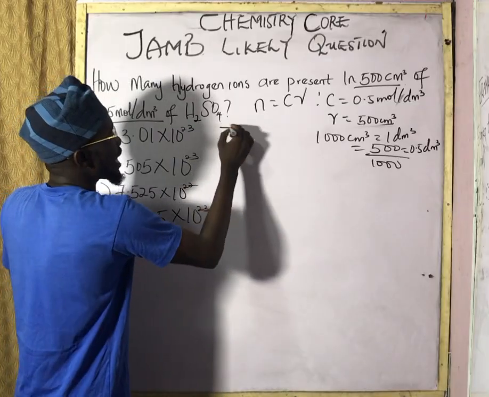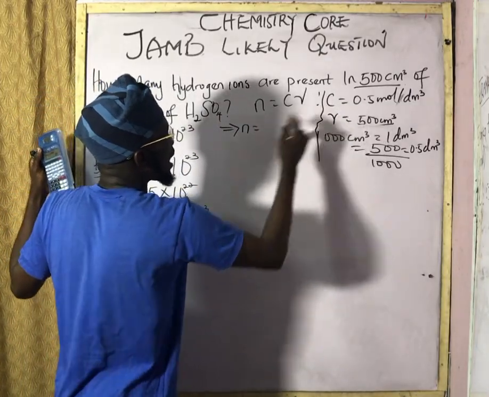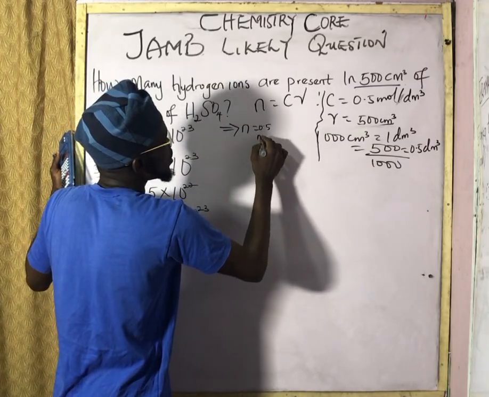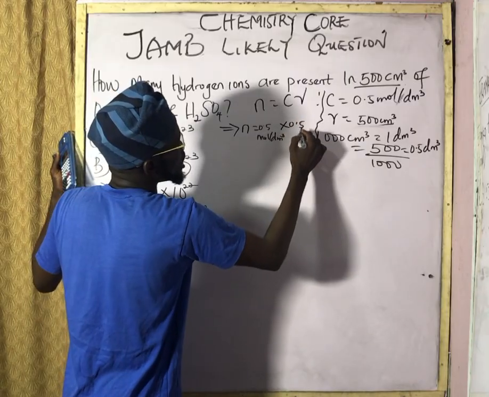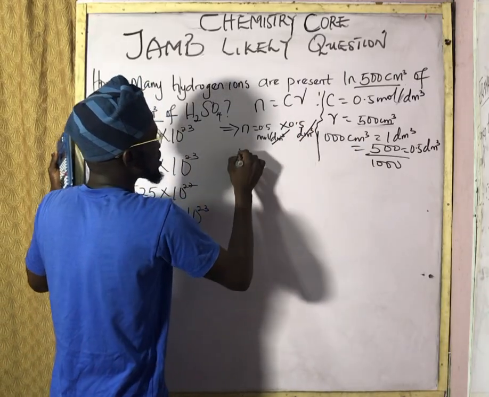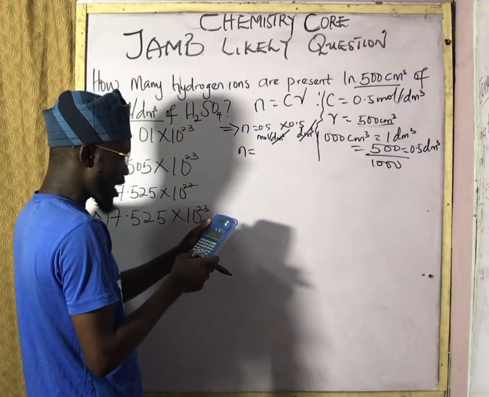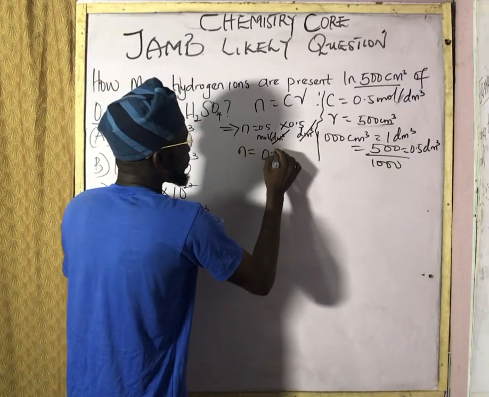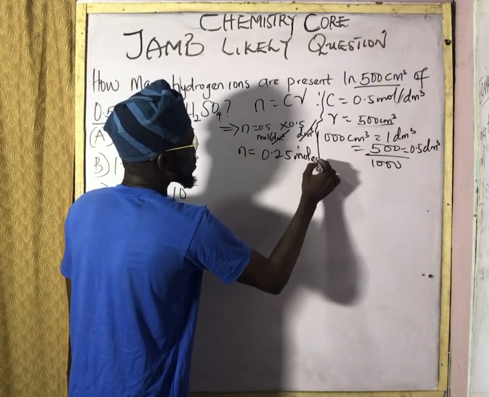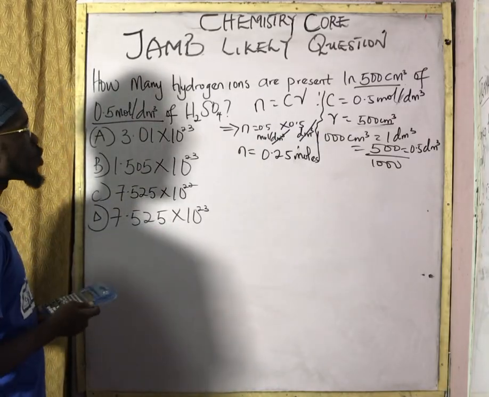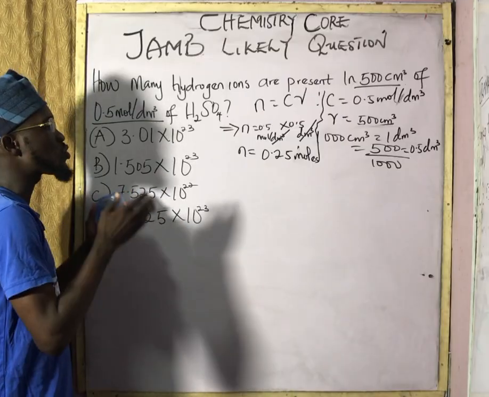in that case, we can easily say we have n = what is the value for our C? 0.5 mol/dm³ multiplied by the volume in dm³. So we cancel this. n is equal to 0.5 times 0.5. So we have 0.25 moles. Now we know the value for our n to be 0.25 mole.